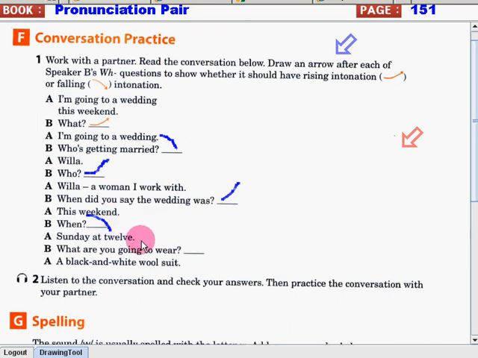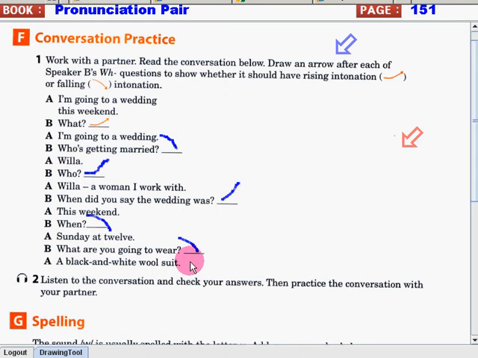Letter A. Sunday at 12. What are you going to wear? Answer: down. A. A black and white wool suit.